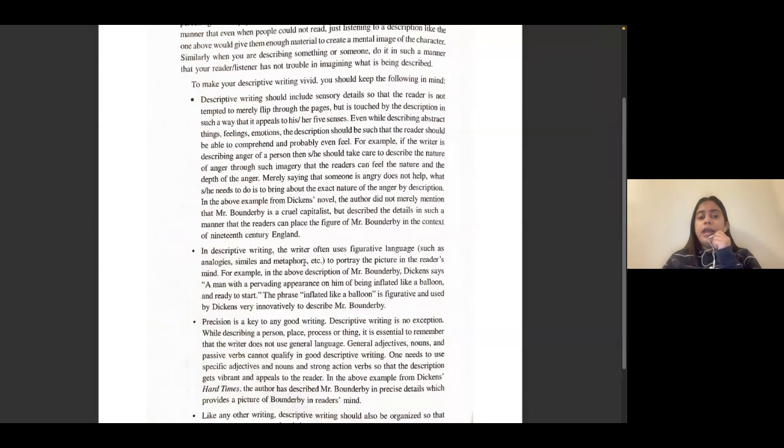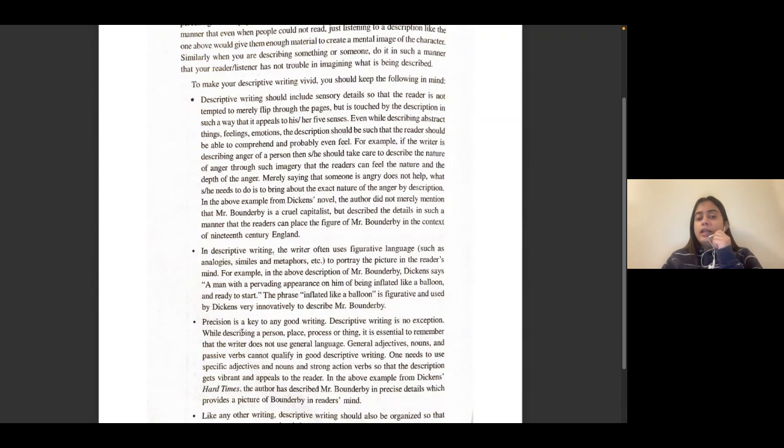तो ये आपका डिस्क्रिप्टिव राइटिंग. Then you can use figurative language in descriptive writing. तो जब आप डिस्क्राइब कर रहे हैं, आप similes, metaphors, analogies मतलब comparisons, इनका आप यूज कर सकते हैं. जैसे यही एग्जाम्पल जो हम देख रहे हैं, इसमें the man who has been described has also been compared to an inflated balloon.